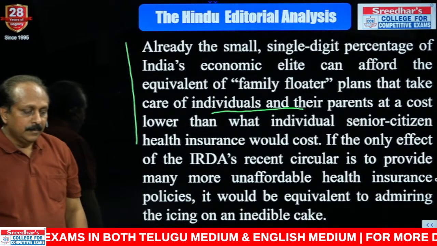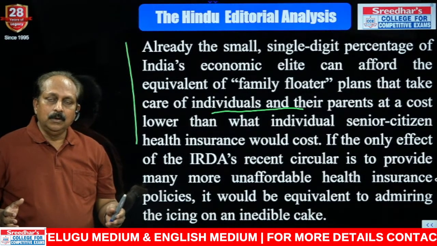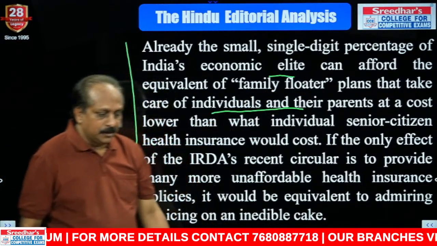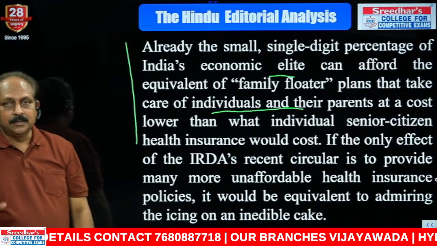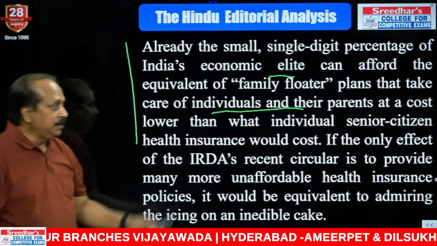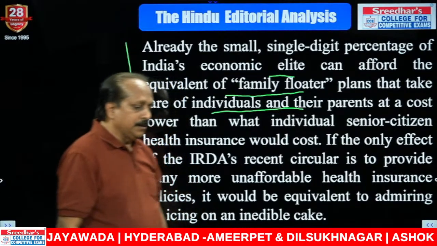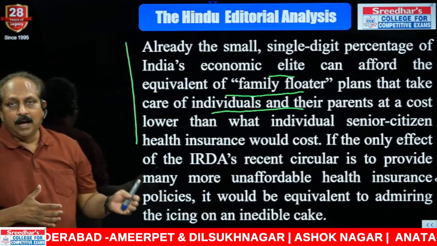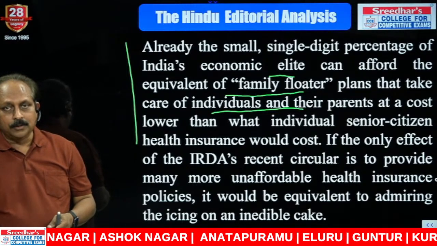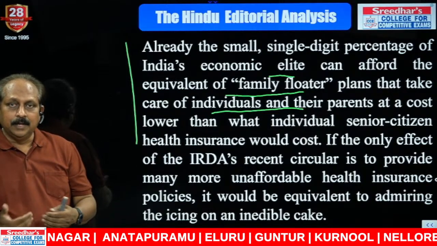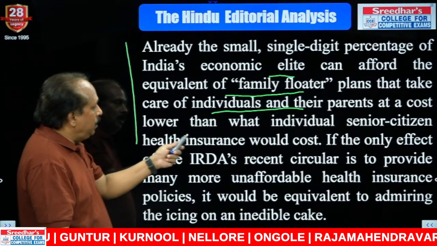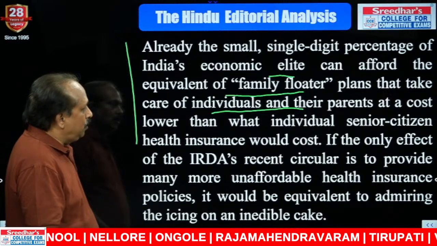This talks about, if you look at India, only a few are rich, extremely rich. And the single digit percentage means only a few are very rich, and these people can afford something equivalent to family floater plans. If they take this plan, the policy takes care of the individuals and also the individual's parents. And this is less expensive than what a senior citizen has to pay, lower than what individual senior citizen health insurance would cost.